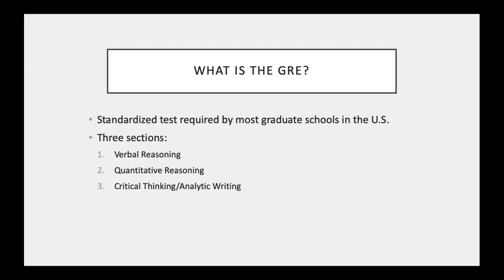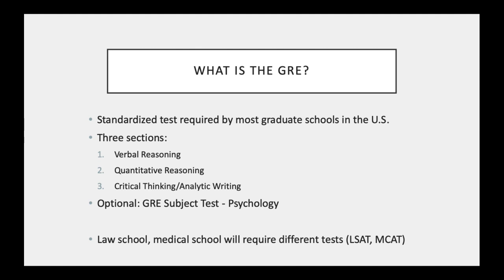Finally, the analytic writing section measures your ability to articulate complex ideas, support them with examples, examine claims and evidence, and engage in well-focused and coherent discussions. Some programs require the GRE subject test in psychology, which tests more specific knowledge of the basic concepts, ideas, and issues in the field of psychology. If you're interested in law school or medical school, you will need to complete a different standardized test, and you should consult your advisor about this.